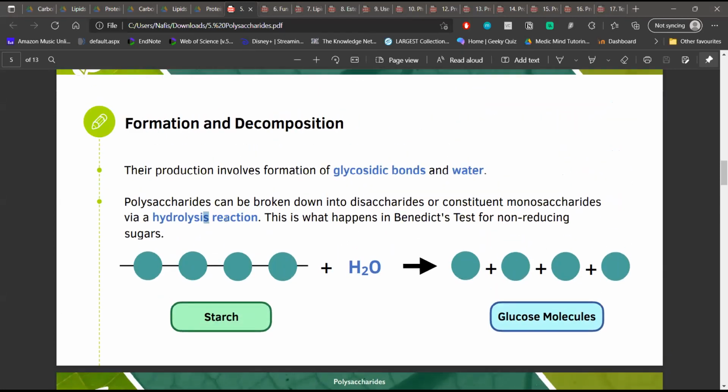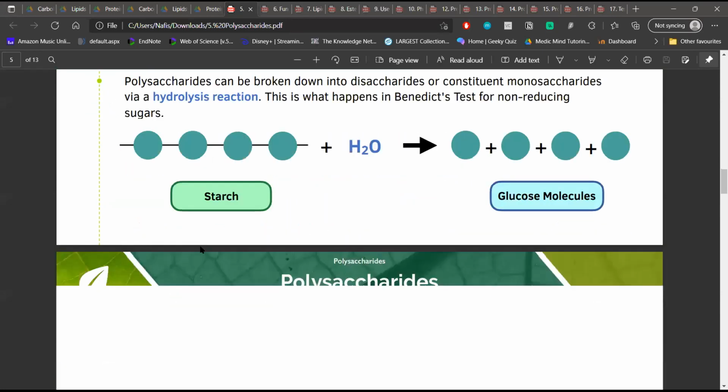In humans, there'll be a huge variety of enzymes that we use to do this. The key one is amylase. Amylase can be pancreatic or salivary, and both of them will break down the alpha-1-4 and alpha-1-6 bonds in the polysaccharides. So again, this can be done in quite a variety of ways.